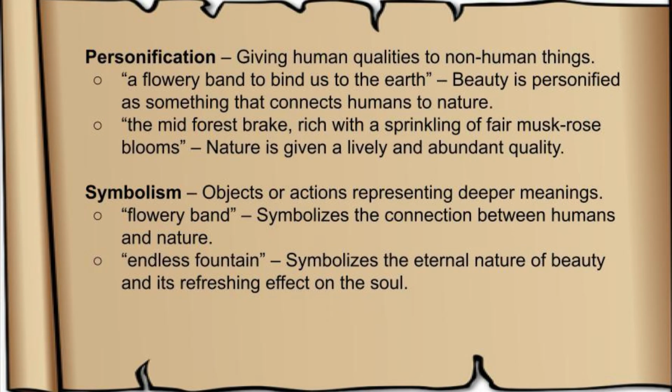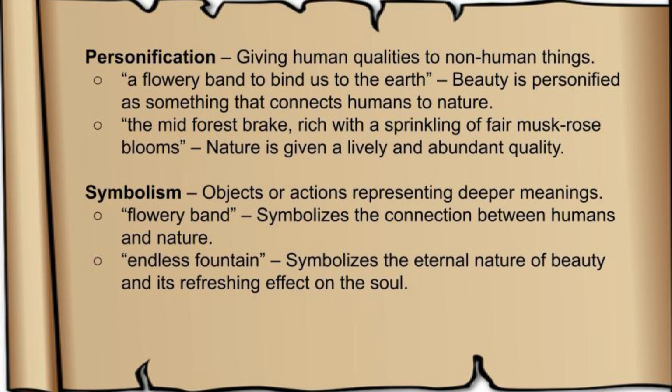So the next poetic device is personification. Examples are a flowery band to bind us to the earth, which means that the flowery band is connecting us to the earth. So it is personified here. And next one is the mid-forest brake, rich with a sprinkling of fair musk rose. That means the bushes that are found in the forest are full of sweet smelling flowers. So nature is given a lively and abundant quality.